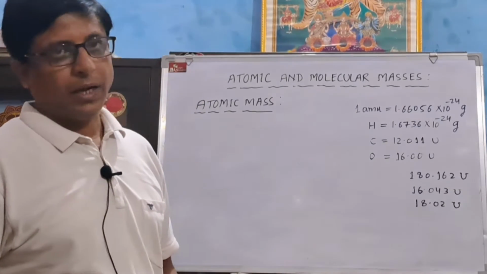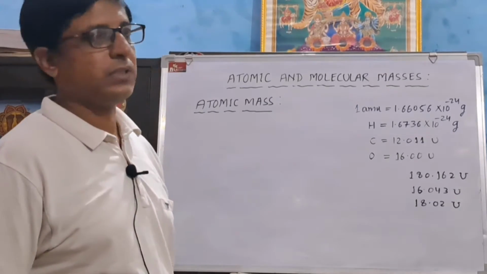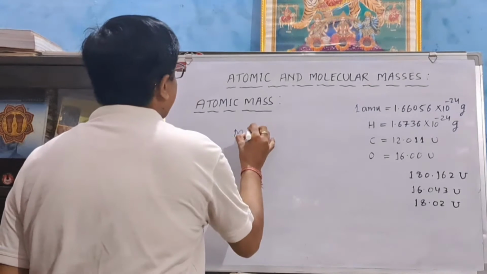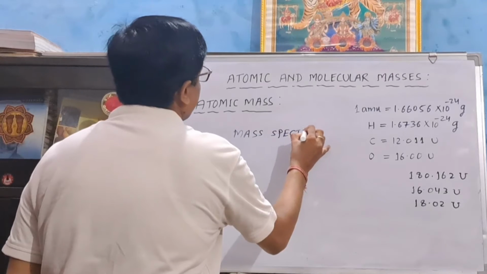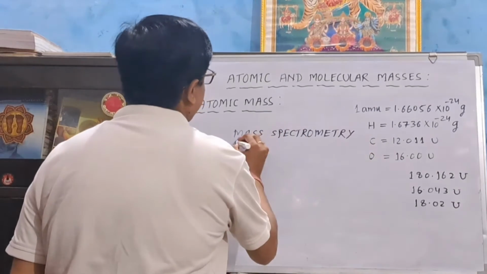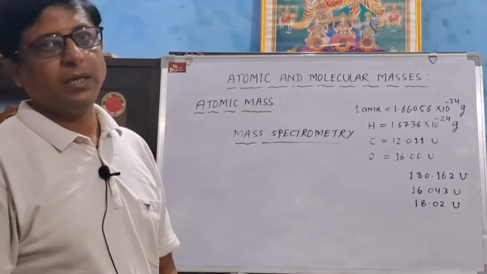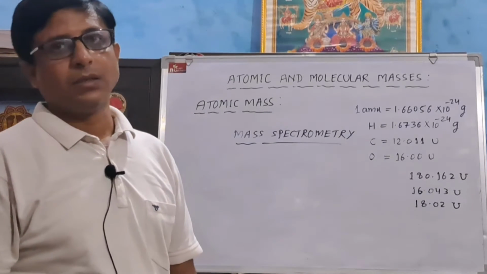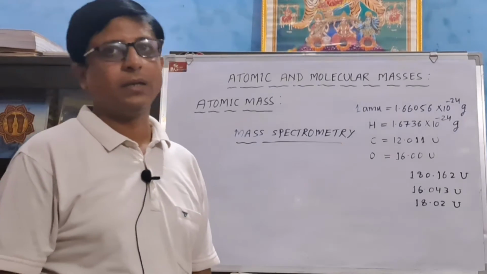Nowadays, the atomic mass or mass of an atom is determined by a sophisticated technique known as mass spectrometry. This technique is used to determine the mass of extremely small particles such as atoms, molecules, etc. The details of this technique you will study in higher classes.